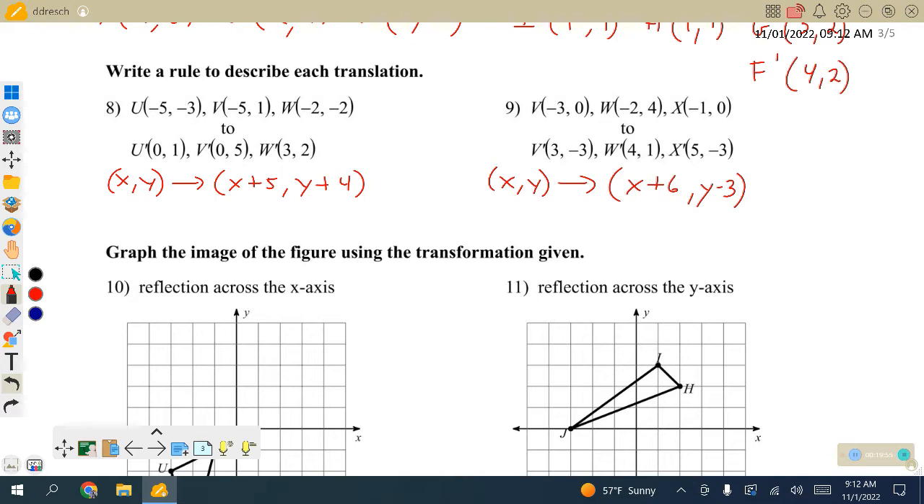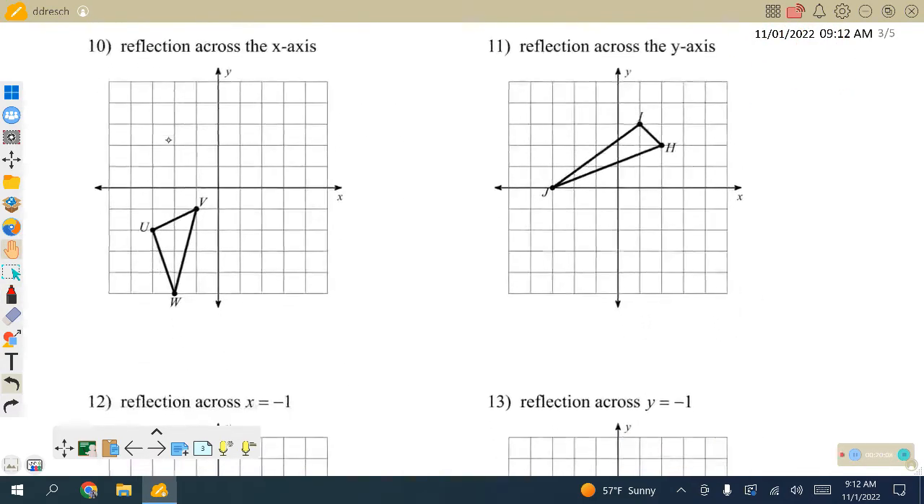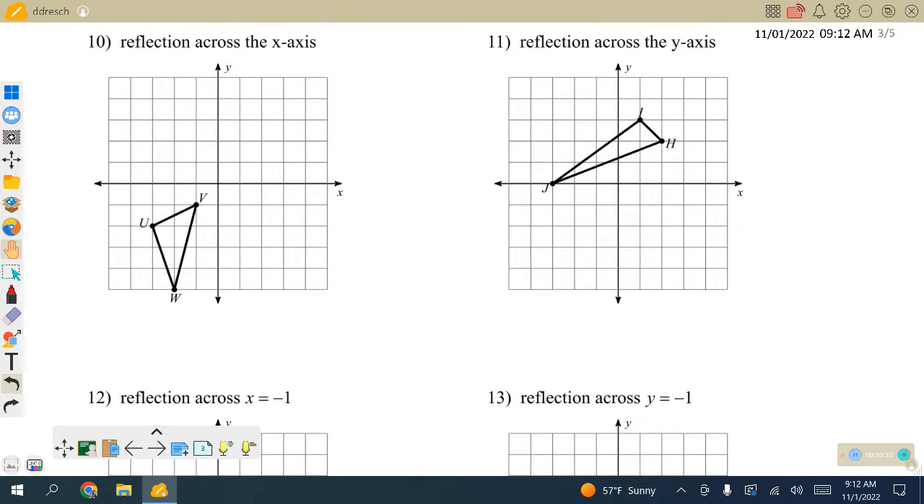Check it out real quick, make sure your rule works for one of those other points, and then move it on. So let's move it on. That's the basics of translations. Let's do a reflection now. All right, the last topic that we were working on, we were making sure you knew how to graph a horizontal and vertical line, as now we do reflections that are all based off of that.